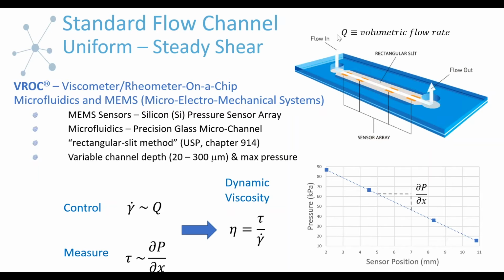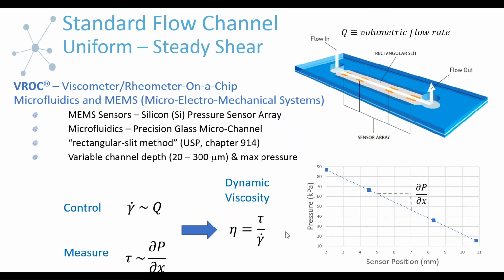So what we have here is the flow channel, and beneath the flow channel are 4 silicon pressure sensors. We're controlling the volumetric flow rate through the channel, and we're measuring with these sensors the pressure drop across the channel. Because we're controlling volumetric flow rate, we use this along with the geometry, the dimensions of the flow channel, to calculate shear rate. And we use the pressure gradient across the flow channel to calculate stress. This defines the dynamic shear viscosity: stress divided by shear rate.